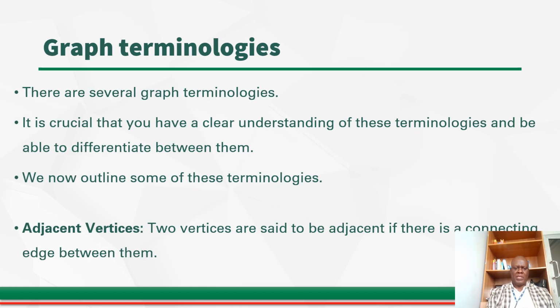Graph terminologies. There are several graph terminologies, and it is crucial that you have a clear understanding of these terminologies and must be able to make some differences between them. So we are now going to be looking at some of these terminologies. First on our list is adjacent vertices. Two vertices are said to be adjacent if there's a connecting edge between them. So if there's a vertex here, another vertex here, and an edge is linking them together, you can say the two of them are adjacent.